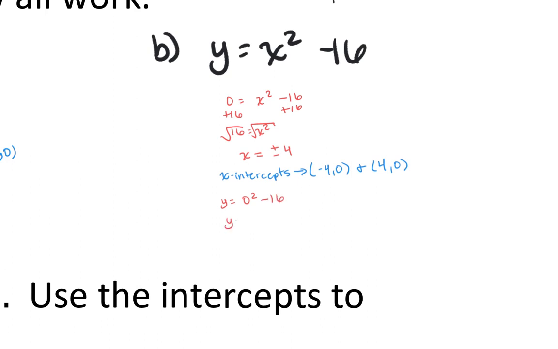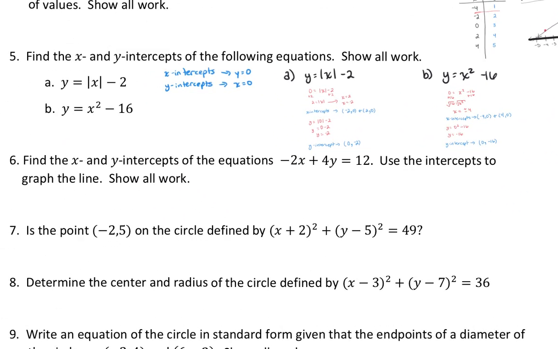So we will get y is equal to 0 minus 16, which is just negative 16, which means that our y-intercept is, and again, we only have one y-intercept for this problem, our y-intercept is, when our x is 0, y is negative 16. All right, so now to the next problem.